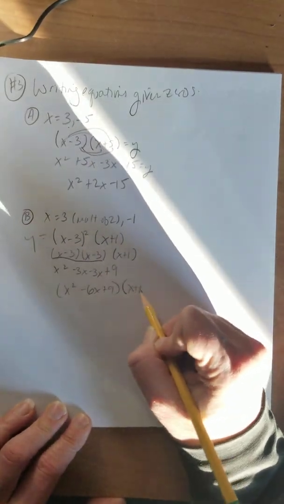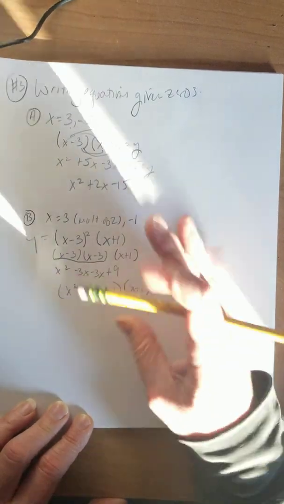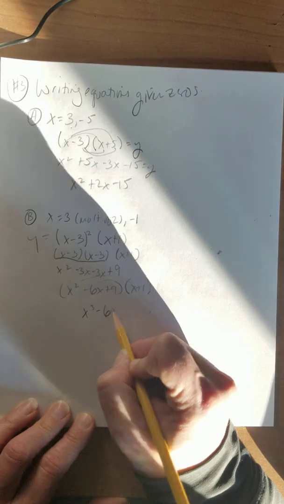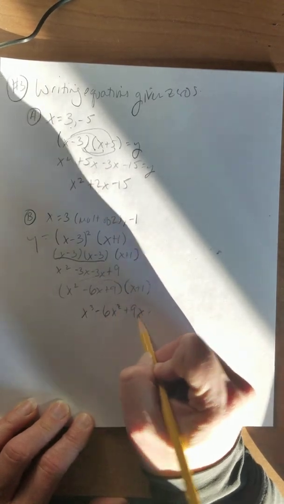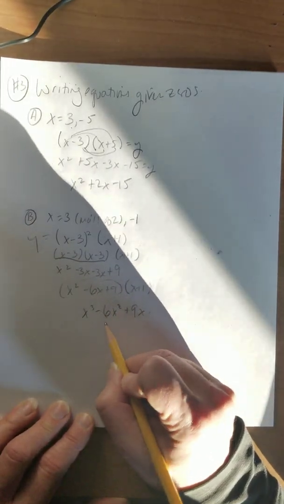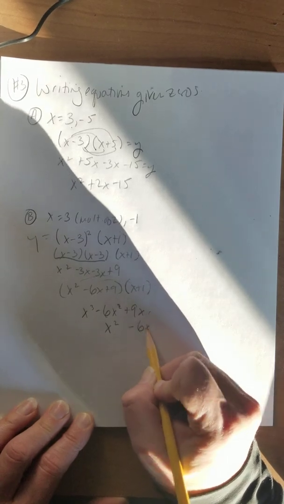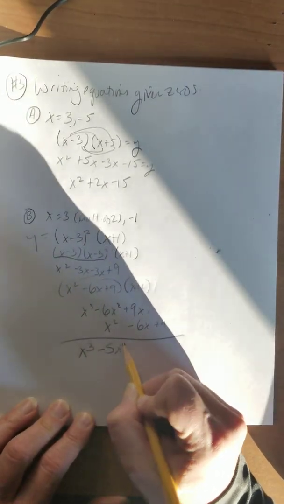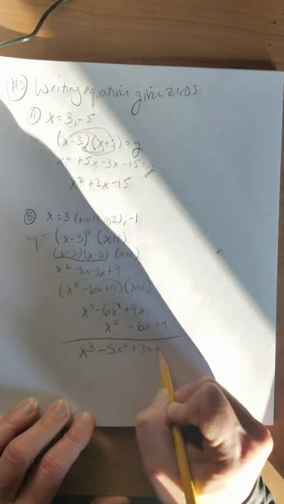I'm going to multiply that by x plus 1. So taking the x through here first, I'm going to have an x cubed minus a 6x squared plus a 9x. And taking the 1 through, I'm going to have an x squared minus a 6x plus 9. Here we go. X cubed minus 5x squared plus 3x plus 9.